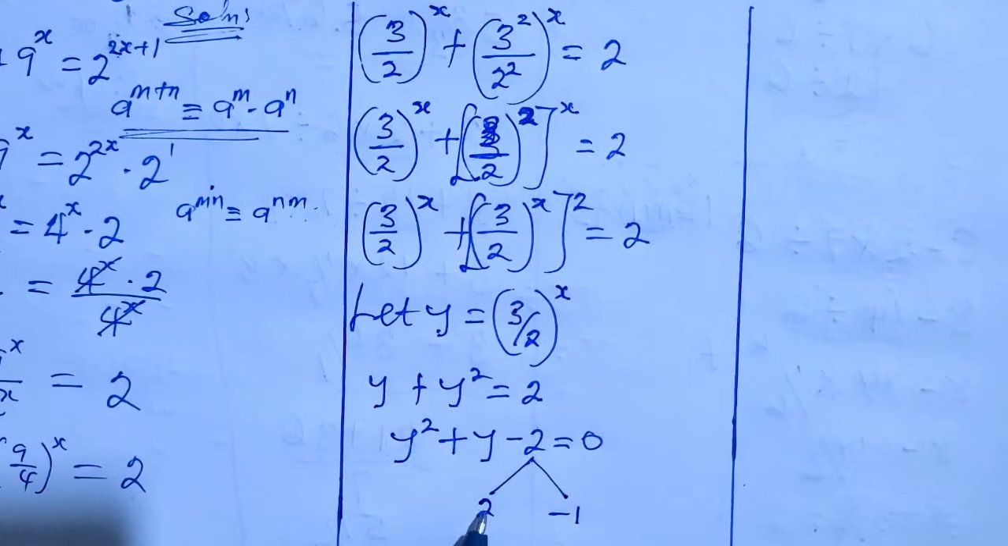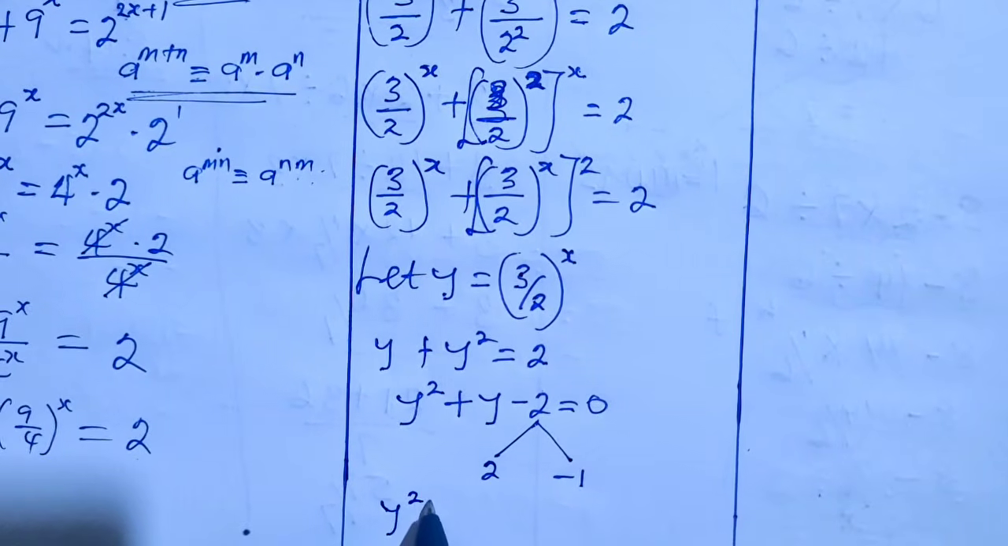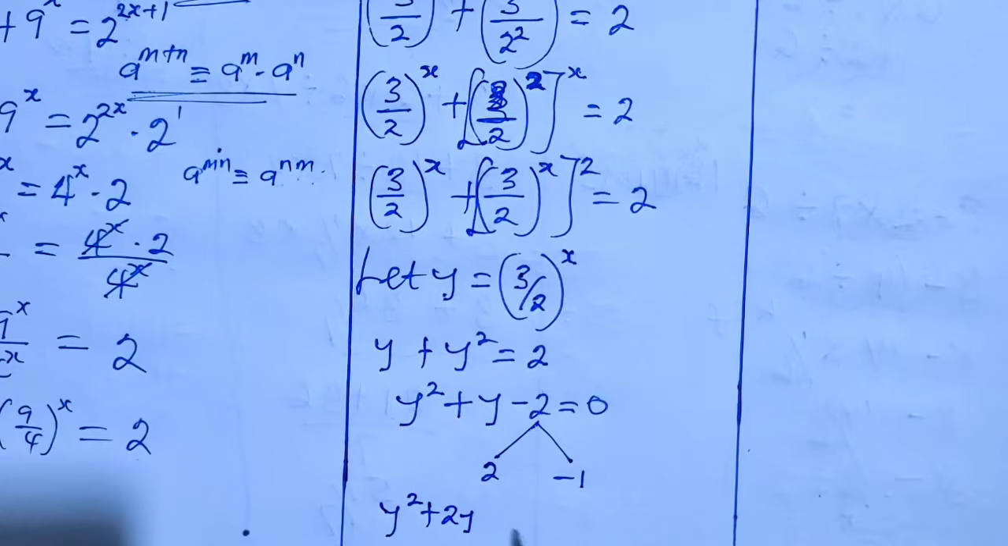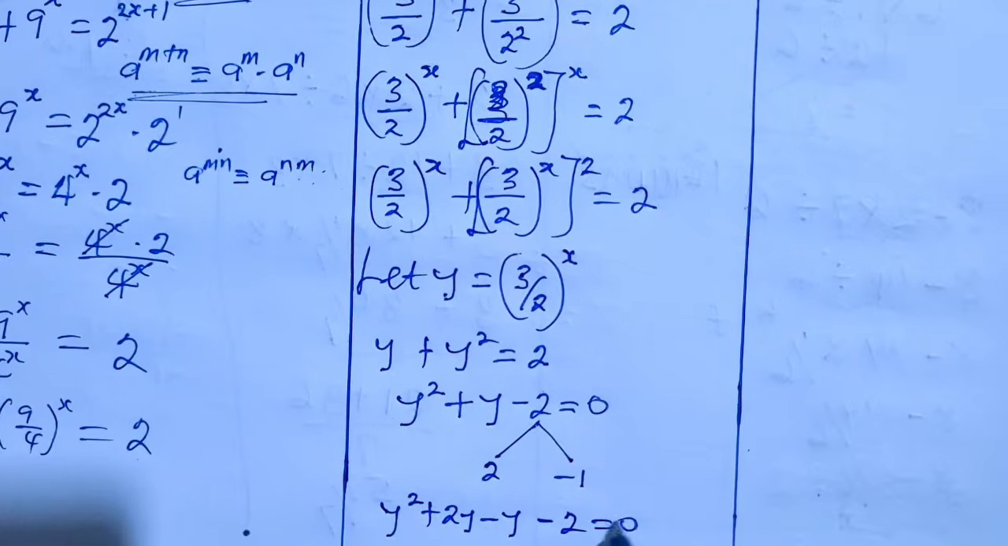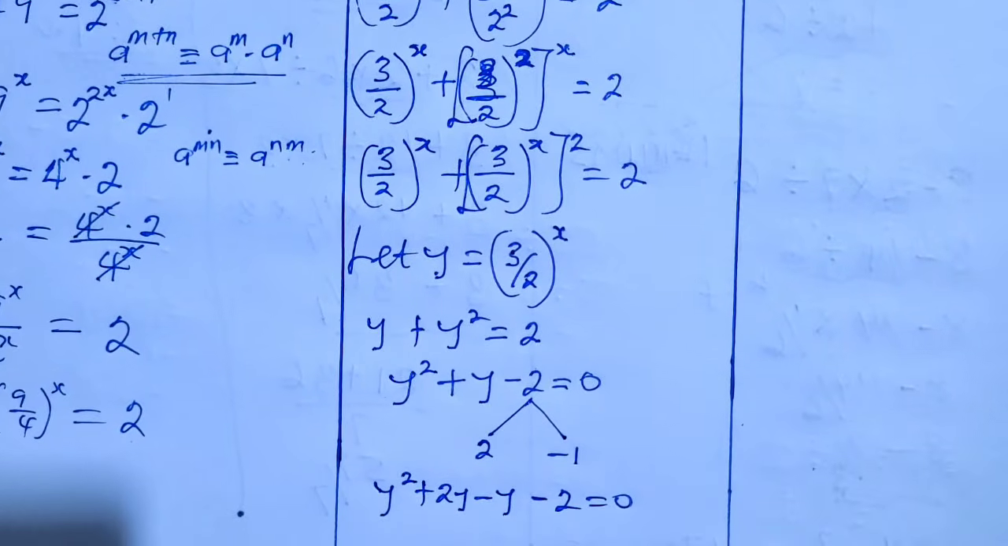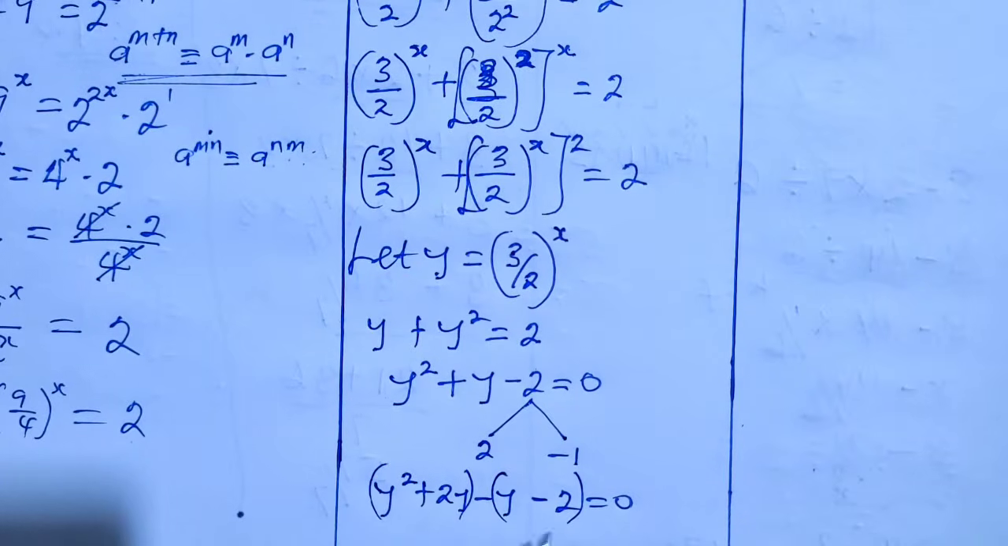As such, right here, I'm going to substitute these two factors in place of y, and the equation becomes y squared plus 2y, attach y to the factors, then minus y minus 2 equals 0. Then now I'm going to factorize by grouping. In each bracket I'm going to factor out the common factor. Right here, what is common? y is common here. I factor out y, and I have y into y plus 2.